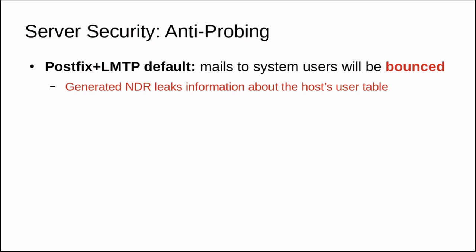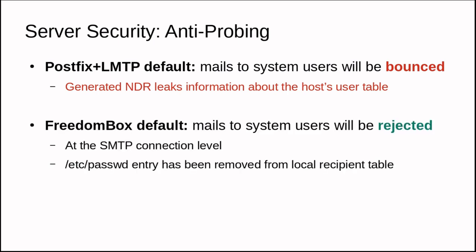In a Postfix plus LMTP setup, mails to system users will be bounced. This is because Postfix actually thinks the email is deliverable, but Dovecot refuses to deliver it. This generates a non-delivery notification that leaks information about the host's user table. We do not want that in FreedomBox. So in FreedomBox, mails to system users will be rejected immediately at the SMTP connection level.